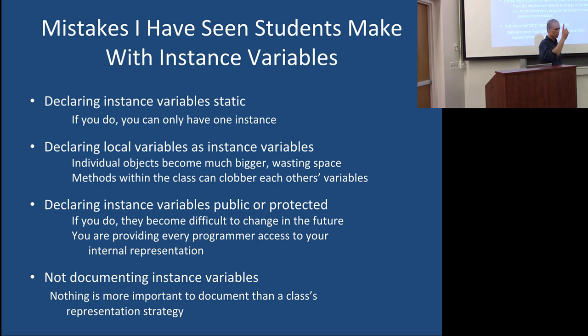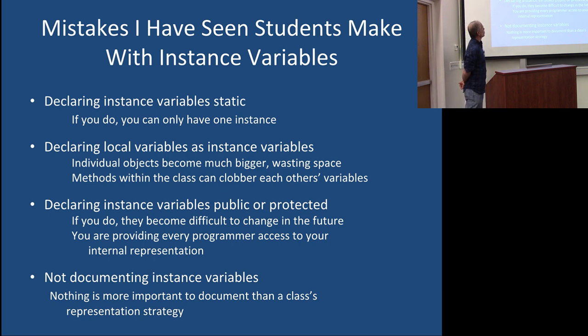You effectively only have one object, because they're all sharing the same representation. So you don't declare instance variables static. That'll only work if you can only have one instance. So I usually, in fact I always, include tests like this when I grade. I make sure that I can create, say, 2 formulas that are independent of each other. That if I have this formula and this formula, they're not the same object. Okay.